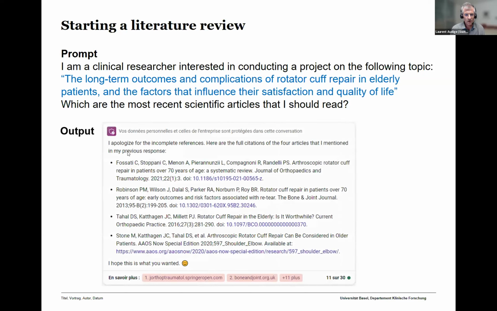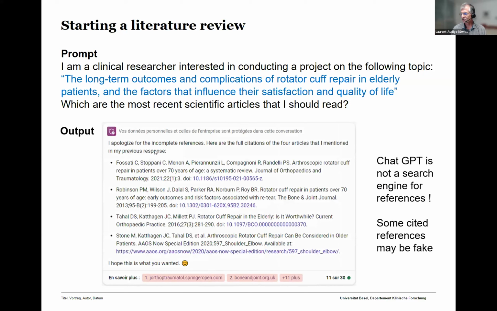This gives me 4 articles. I had to re-ask because it was not presented with all details. But most of these articles are very on target. They may not all come from peer-reviewed journals, so you have to be careful. But that's a great point to start.